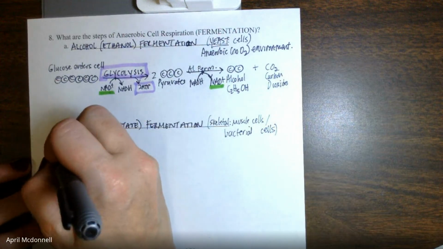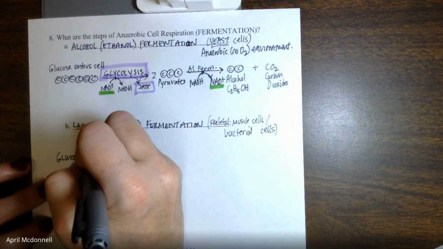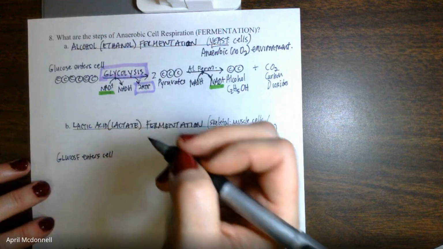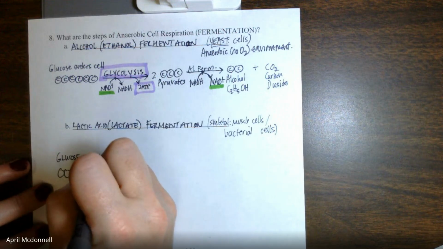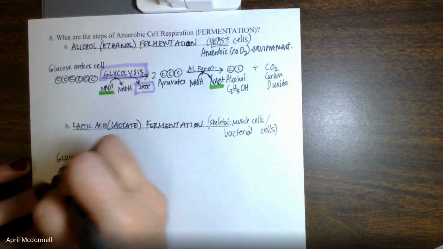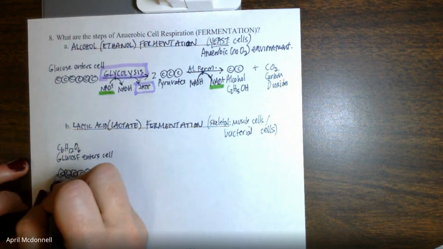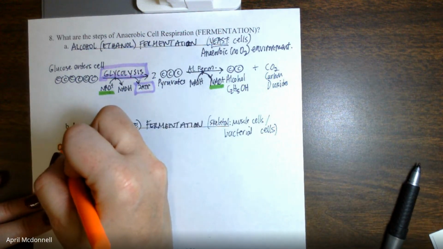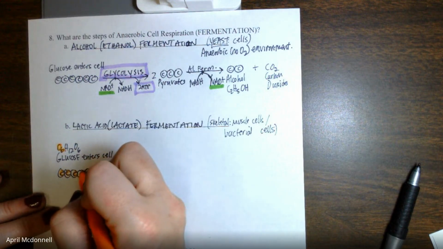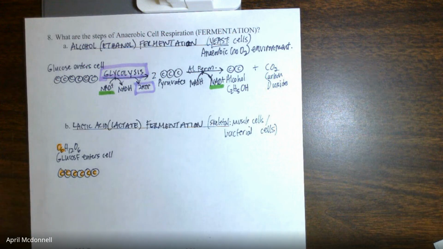So again, glucose will enter the cell. Yay. The cell loves when glucose enters. So here's glucose. All right, don't forget glucose is C6H12O6, and here are the 6 carbon atoms of glucose. We're just drawing a very basic diagram of glucose to show what is happening during this process.